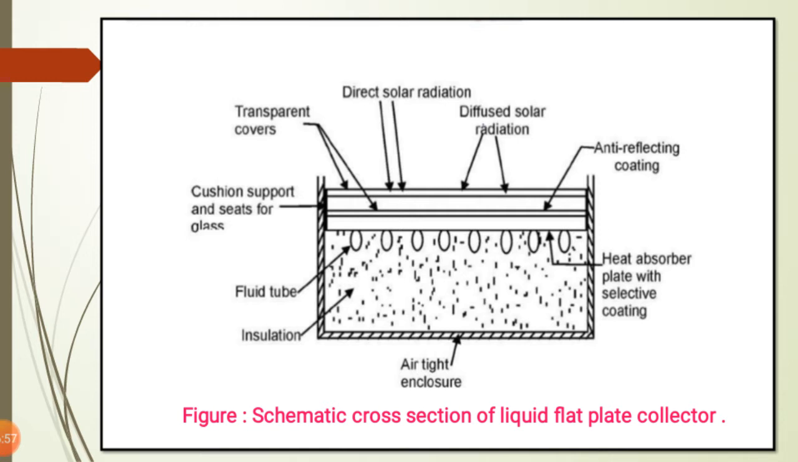And the liquid flat plate collector utilizes both direct solar radiation as well as diffuse solar radiation, so it is widely used. There is a small black part on the left-hand side and the right-hand side inside the airtight enclosure, a vertical line, which is the cushion support and seat for the glass. We know that glass can easily break, so for support there is a cushion support and seat for the glass.